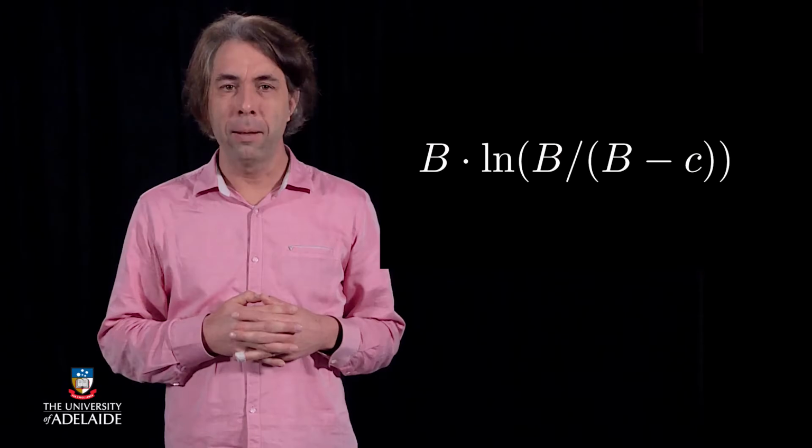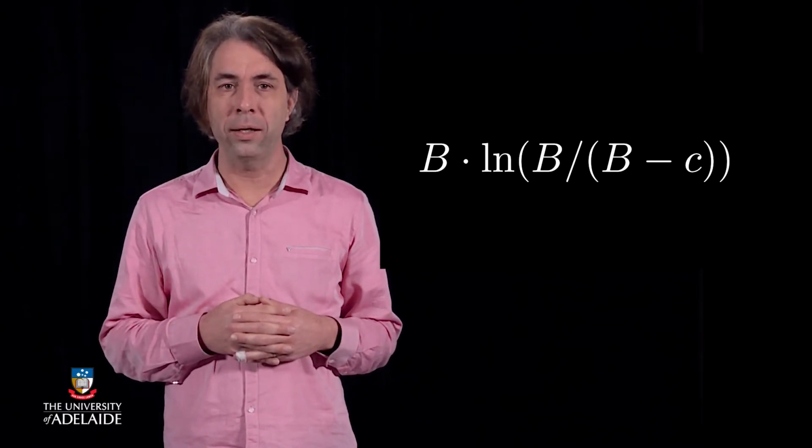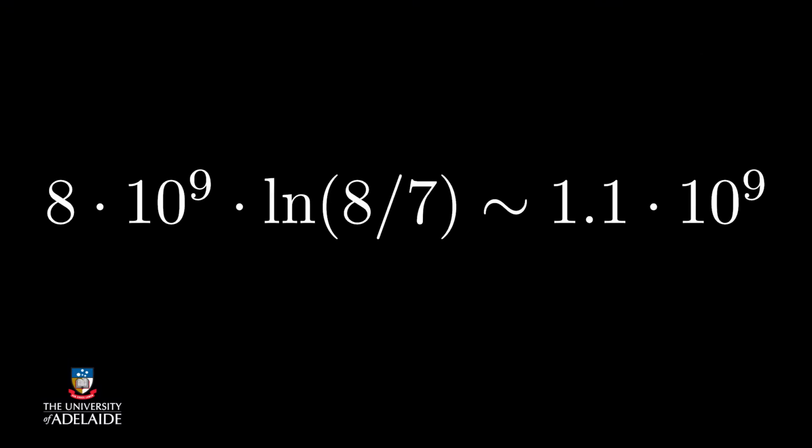Let C be the number of buckets that are marked by 1. Then we estimate the number of distinct customers by B times ln(B divided by (B minus C)). For example, if B is 8 billion and you see C buckets with a 1, you would estimate the number of different customers as 8 billion times ln(8 divided by 7), which is roughly 1.1 billion.